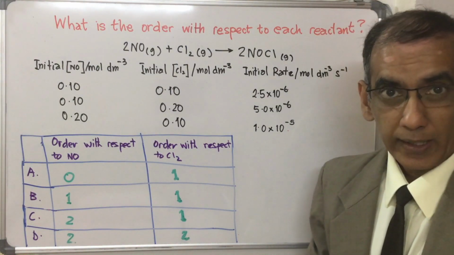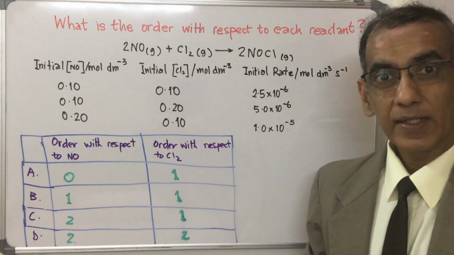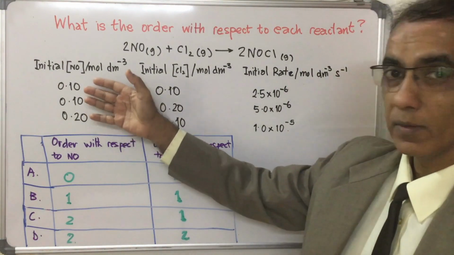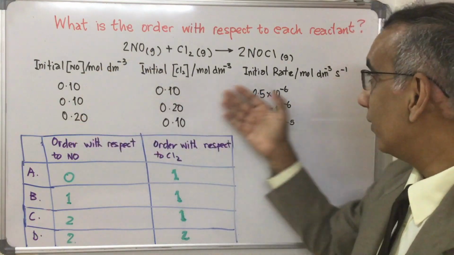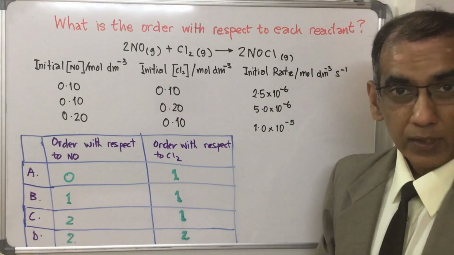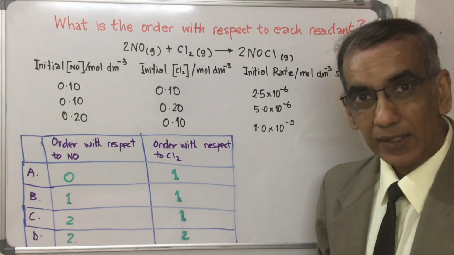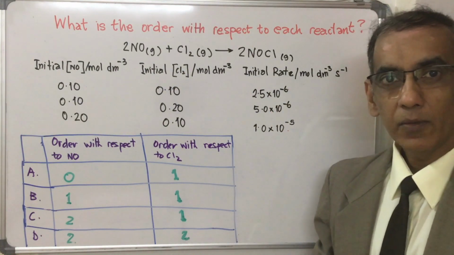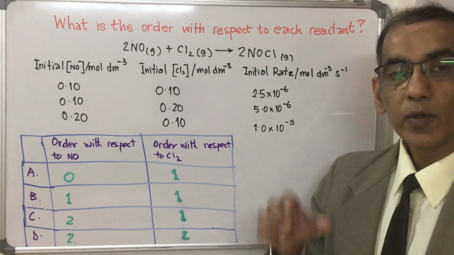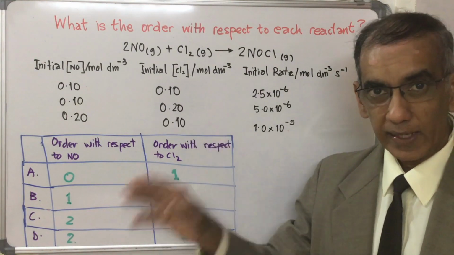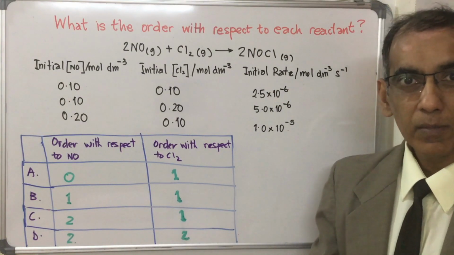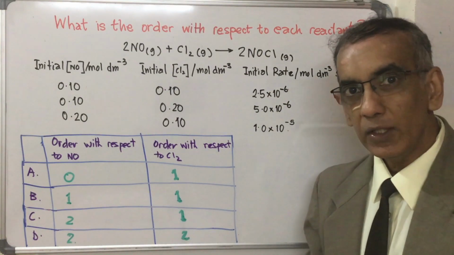Well, a first order reaction is one where there's a direct relationship between the change in concentration of a particular reactant and the change in the rate. Meaning to say, if you double the concentration of that particular reactant, then the rate doubles. Then we say that the reaction is first order with respect to that particular reactant. The overall order of the reaction would be the sum of the orders with respect to each reactant.